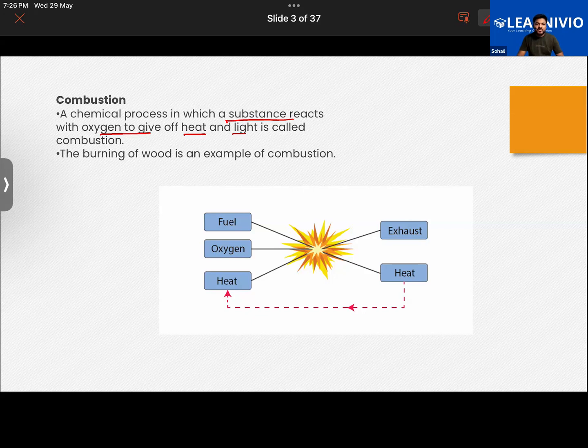See, normally when you place coal in the environment, it does not react. It does not spontaneously catch fire. It does not react with oxygen on its own. You have to provide a source of heat. Basically, any substance that burns is reacting with oxygen.